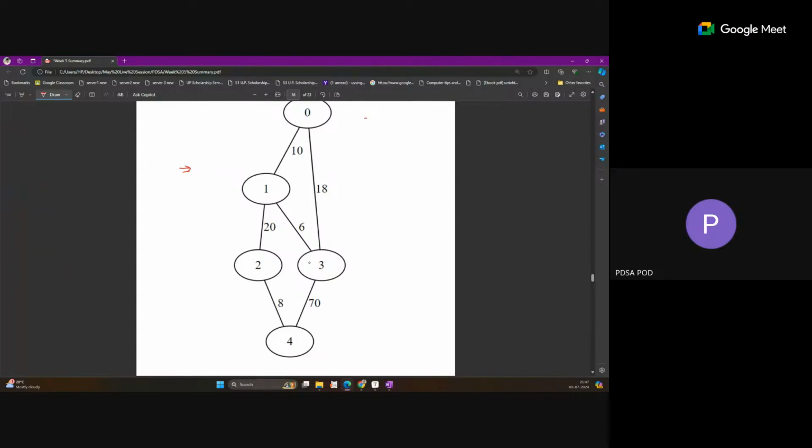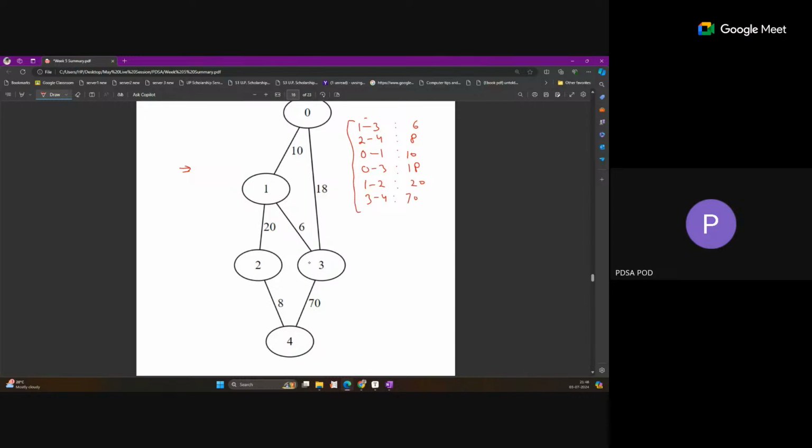So that means we will pick the edges in increasing order by the distance in between. Which one is the smallest distance edge? So 1 to 3, I'm noting down, has distance 6. Next higher is 2 to 4, which is 8. Next highest is 0 to 1, which is 10. Next one is 0 to 3, which is 18. Next one is 1 to 2, which is 20. And next one is 3 to 4, 70.